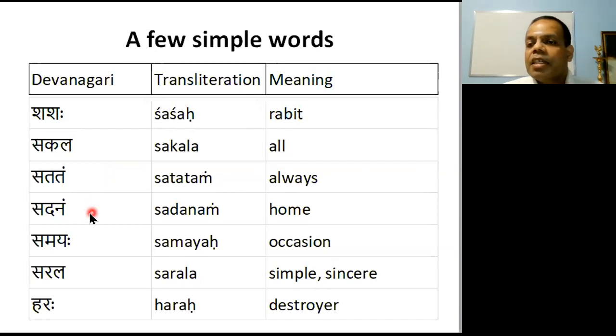The next word is sadanam. The da is the third da, the dental one, so you have to use that in sadanam. Sadanam means home. The next word is samayaha. Samayaha means time. We have to do something at a particular time, samaya.